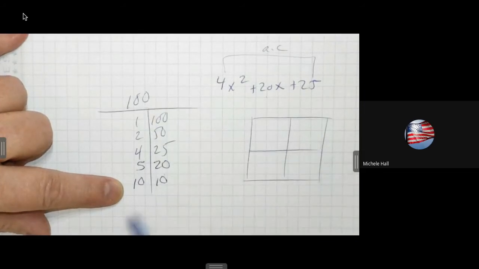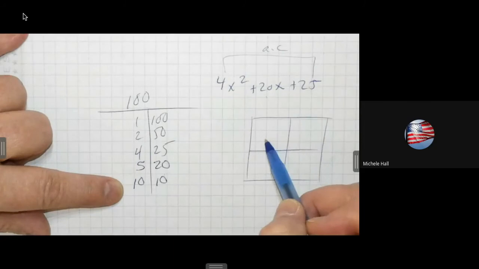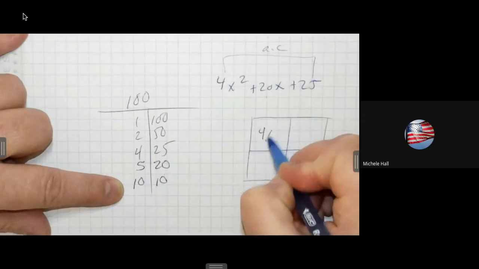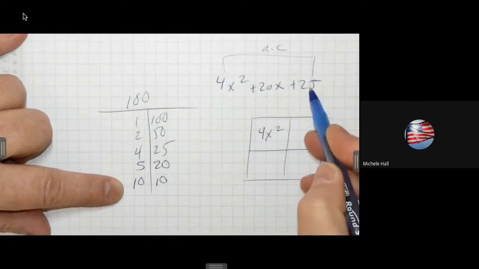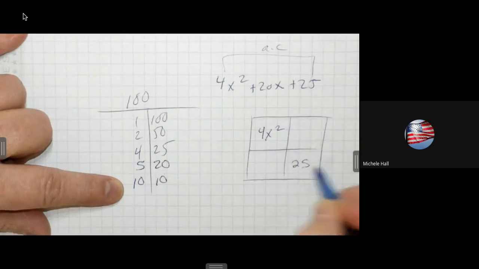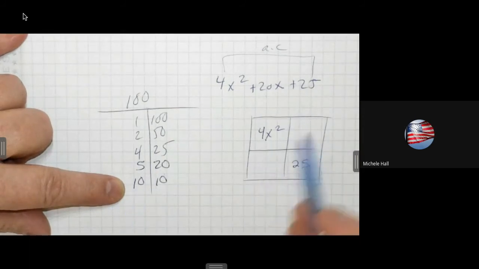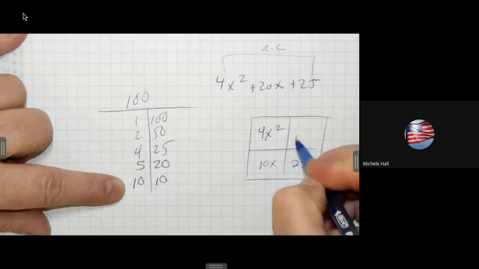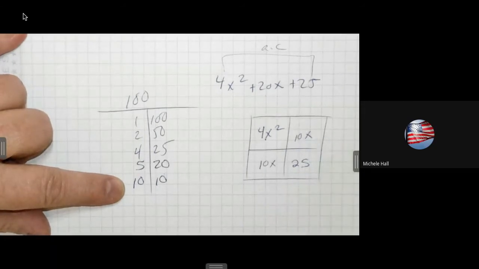So now that I found what works, I'm ready to go. I know in the first box is my first term. In the last box is my last term. And then these two are the ones that go in here. So 10x and 10x. Now the next thing I would do is look for the common factors that I can pull out going in the rows and columns. So what can I take out of these two right here? They have a 2 in common and an x.